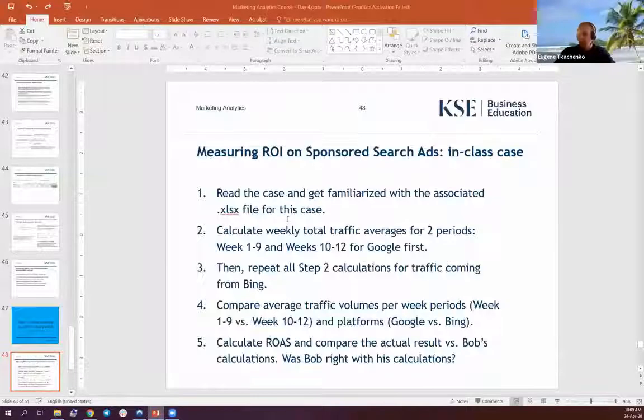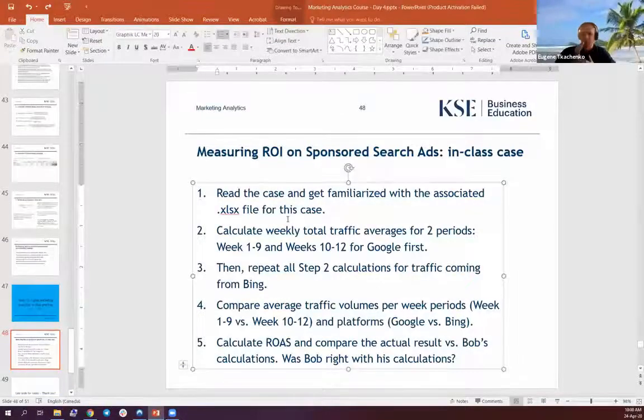So basically, if you break it into action items. So first of all, for the next 20 minutes, read the case, get familiarized with the associated Excel file for this case, and start calculating the total traffic averages for two periods, week 1 till 9 and week 10 till 12 for Google search ads first. Make sense?